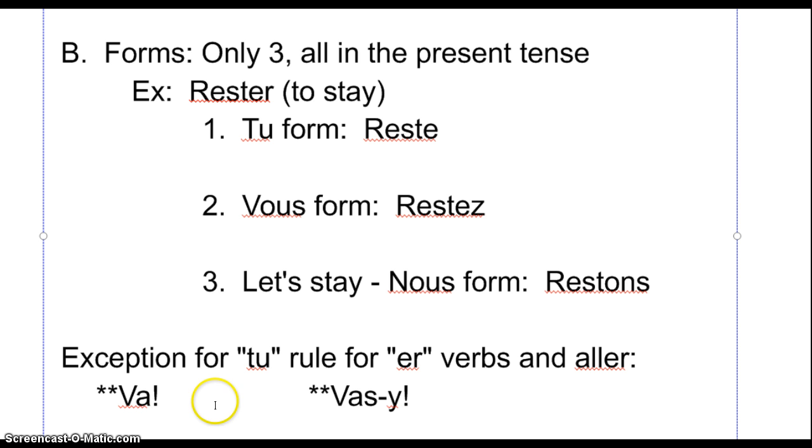But what happens if I'm saying go there? Here's my pronoun y, which we'll come back to a little bit later when we do the object pronouns, but it means there. So if I'm saying go there and I follow the rule and I drop my S, now I've got a problem because now I have an A and a Y and it's going to sound weird. Va, y, and I got to make that break in there because I have those 2 vowels.